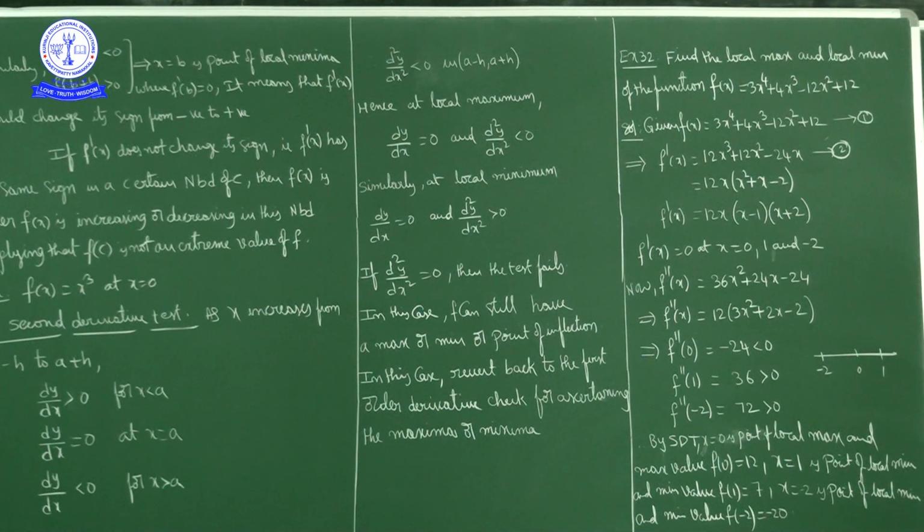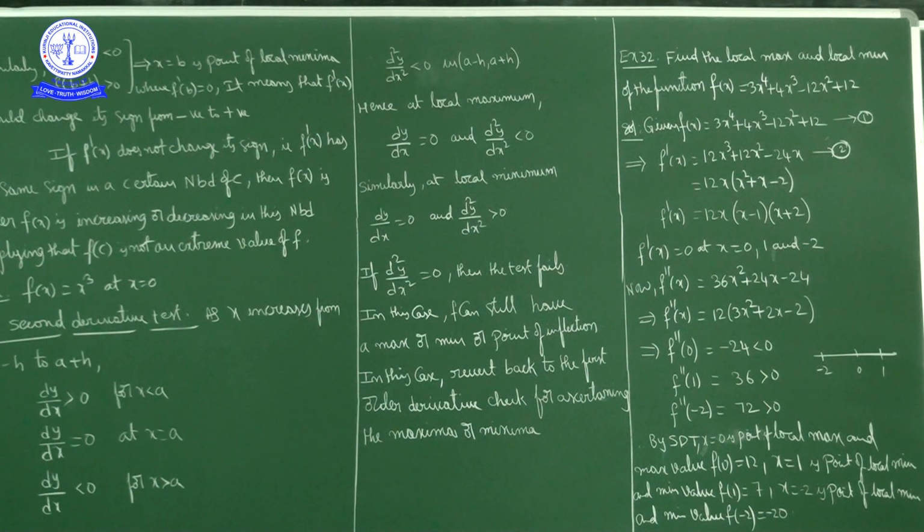First thing we have to do, find f dash of x, equate to 0, and find the zeros of f dash of x. Then find f double dash of x and its sign at the points where f dash of x equals 0. Wherever f double dash of x is negative, at those points a local maximum exists. Wherever f double dash of x is positive, at those points a local minimum exists.